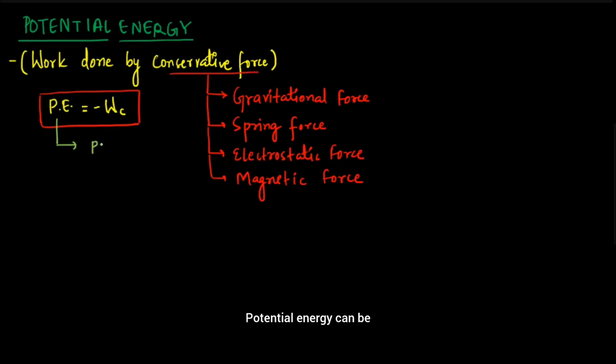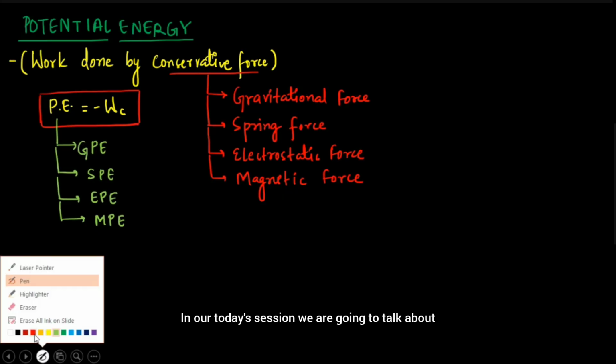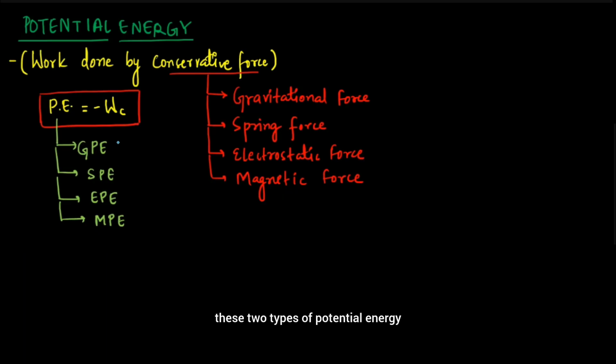The potential energy can be gravitational potential energy, spring potential energy, electrostatic potential energy, and magnetic potential energy. So only these four forms of potential energy are defined. In today's session, we are going to talk about two types of potential energy, as this is primarily the part of this unit. We'll define gravitational potential energy and calculate its expression. Similarly, we'll talk about spring potential energy and calculate its expression as well.